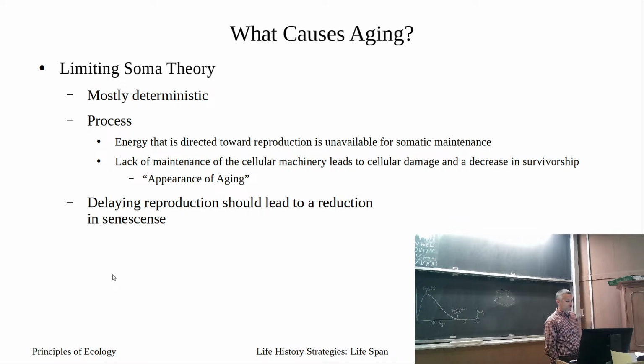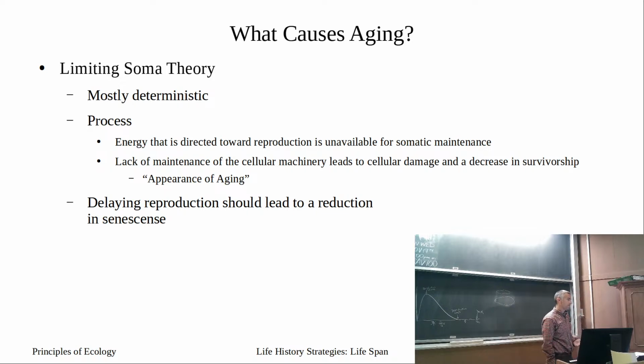The third theory is the limiting Soma theory. So this is mostly deterministic. And it goes back to that idea that we have a finite amount of resources. Those resources are allocated between three processes: maintenance, reproduction, and growth. If we invest more energy in one of those three, then there's less energy available to the remaining two processes.